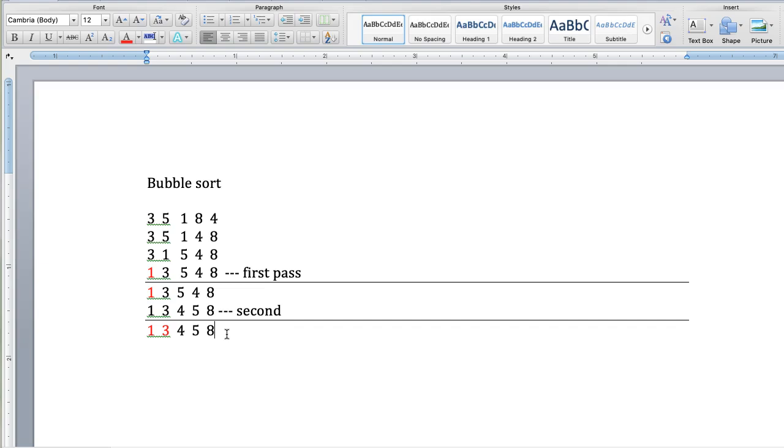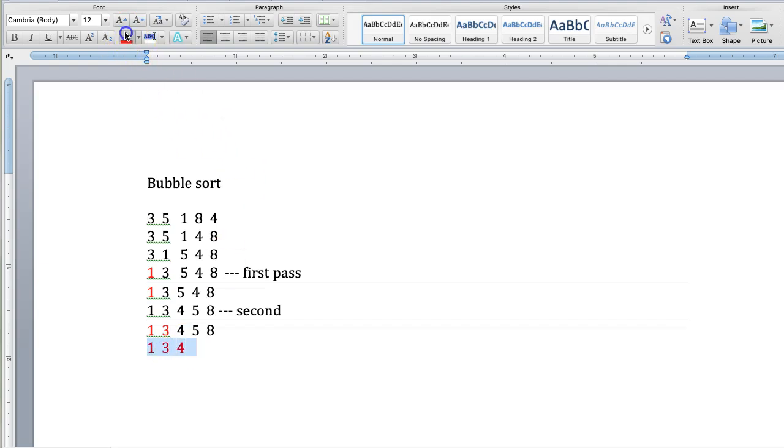Okay, so I'm going to compare these two, and they are in the right spot. Then I'm going to compare these two, they are in the right spot, and I don't need to compare anymore in here because that part is sorted. So when I compare these two and they are in the right spot, then I know that these 1, 3, and 4 are already sorted.